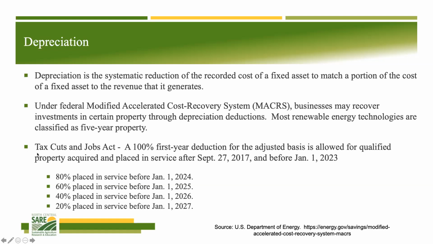So also under the Tax Cuts and Jobs Act, 100% bonus depreciation is available in year 1 for projects that are placed in service before January 1st, 2023. So we still have a little bit of time for 100% bonus depreciation under the Tax Cuts and Jobs Act. And then you can see the schedule below. Once we get past January 1 of 2023, it drops down to 80%. And then it looks like each year it drops down 20% essentially.